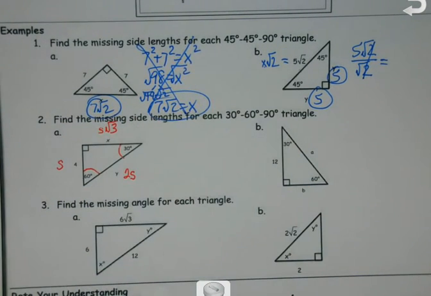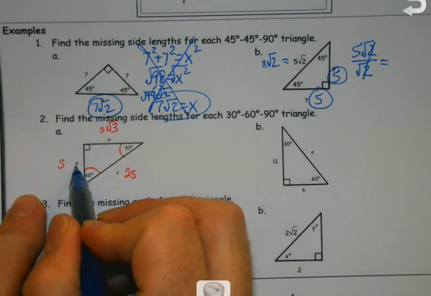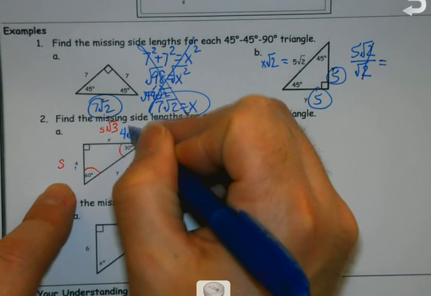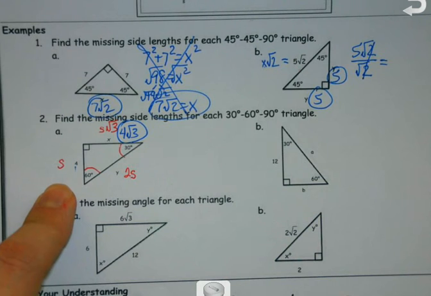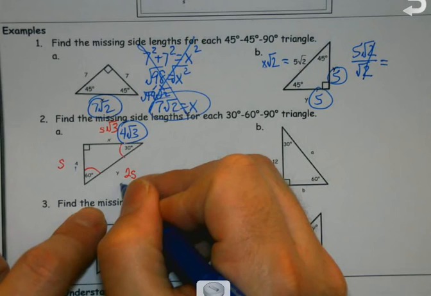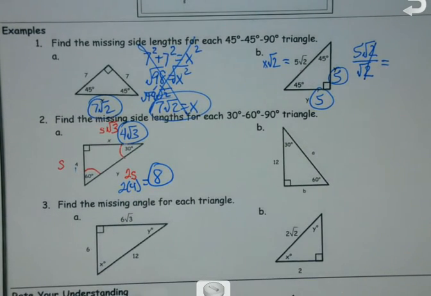And you're like, okay, now why would you do all of that? Because now I can visually see, okay, what do I know? I know that S equals 4. Okay, so if S equals 4, I'm just going to plug 4 in here. This is 4 square root of 3. I'm done. I like this. If S is 4 and this is 2S, this is just 2 times 4, or 8. That's my hypotenuse. I'm done.